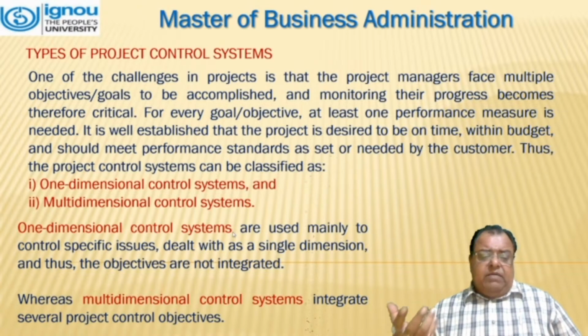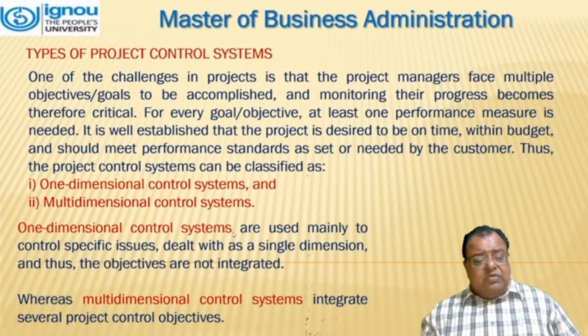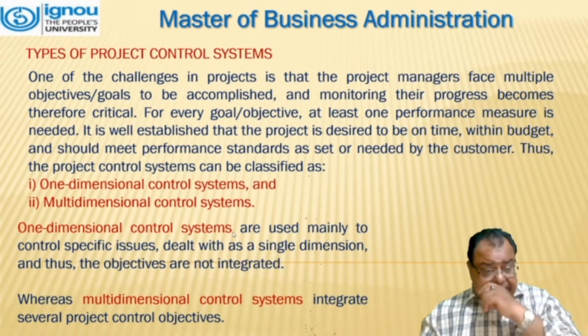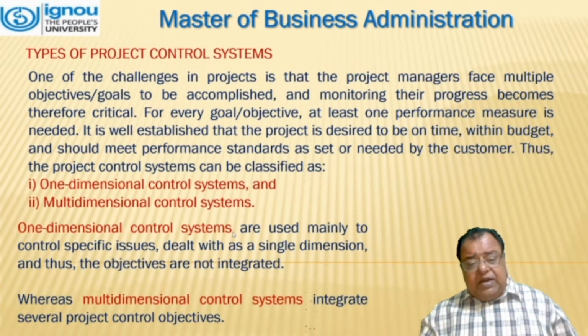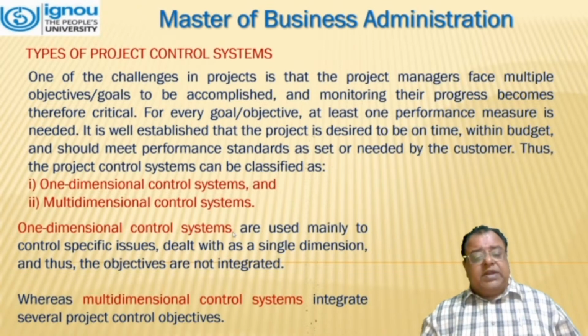Initially, we will talk about the one-dimensional control system. It is basically used to control specific issues dealt with as a single dimension, and thus the objectives are not integrated. Whereas the multi-dimensional control system integrates several project objectives.